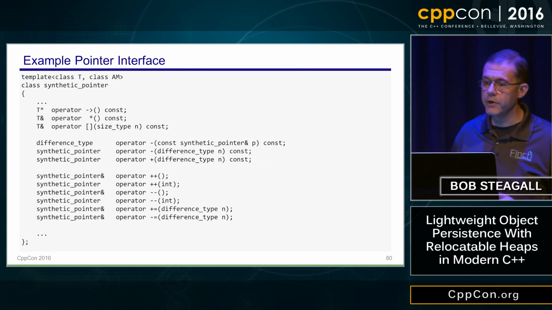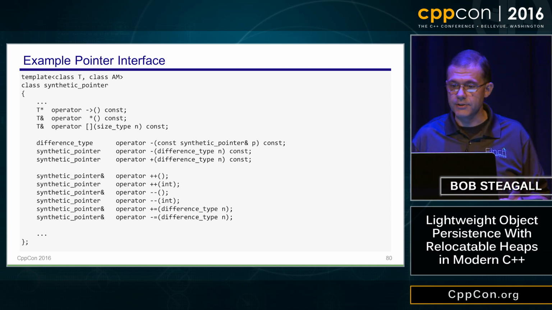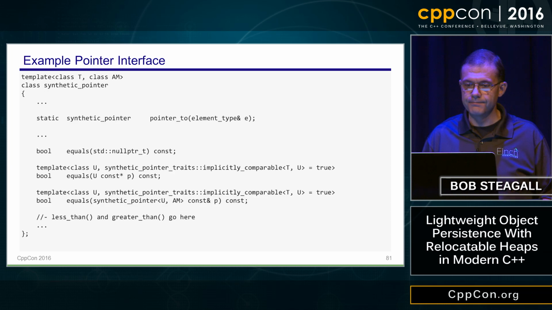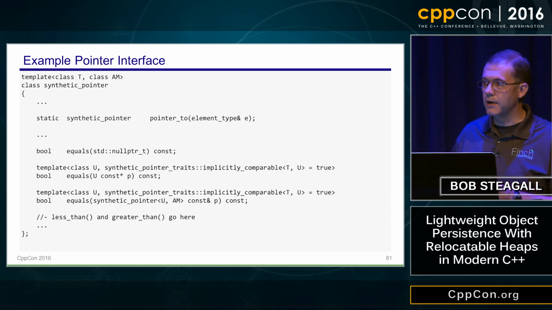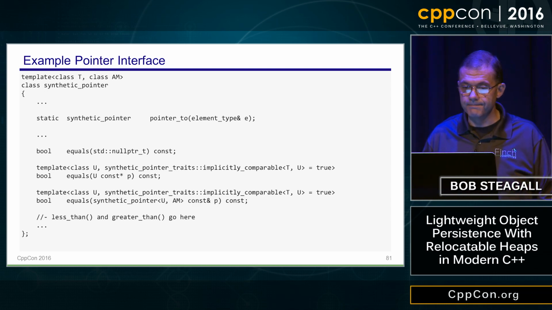Of course, a synthetic pointer needs to support dereferencing, indexing, and pointer arithmetic operations. And if this looks familiar, it should. It's identical to the interface that a random access iterator must provide. At the top is the pointer2 member function, which is provided to be used by standard pointer traits. What this does is it takes a reference to some element and returns a synthetic pointer.